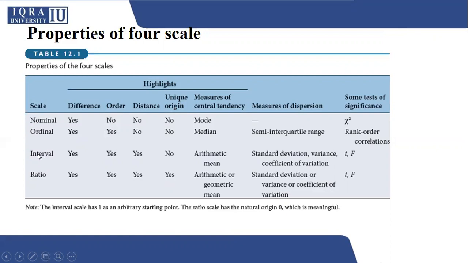Interval scale is much more powerful than ordinal scale in the sense that it has differences. It even follows that order. It does have distance. That is, it does have the magnitude, right? But it does not have the last thing, which is unique origin, which only ratio scale has. And that is, ratio has differences, it follows order, it has distance also, and it has unique origin. So the ratio scale is the most powerful of all the scales.